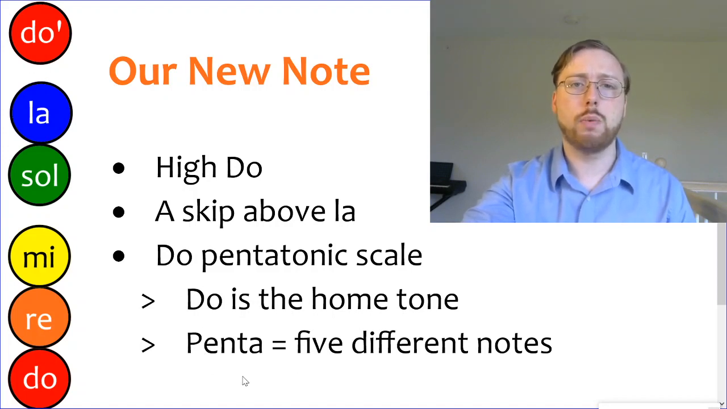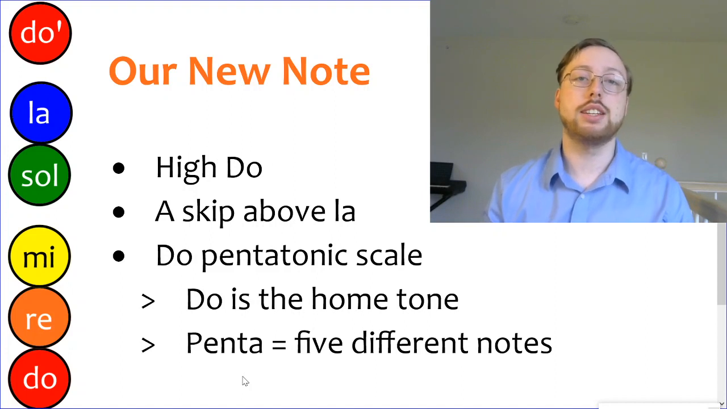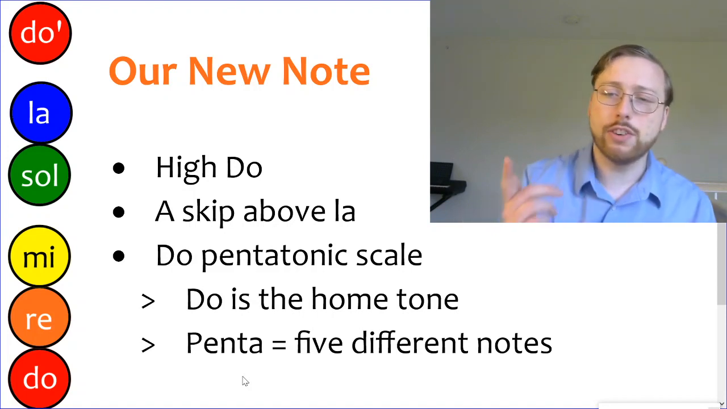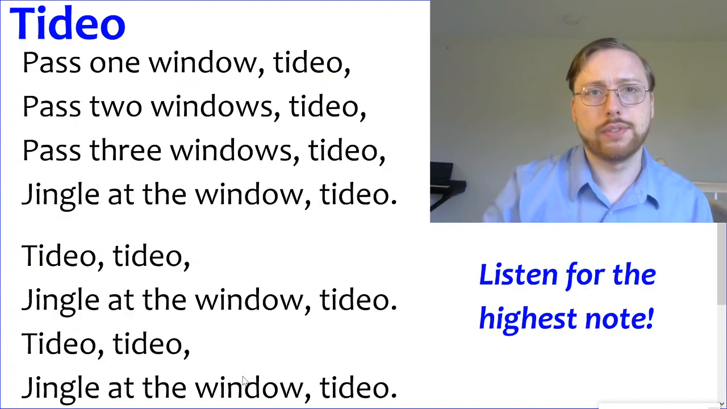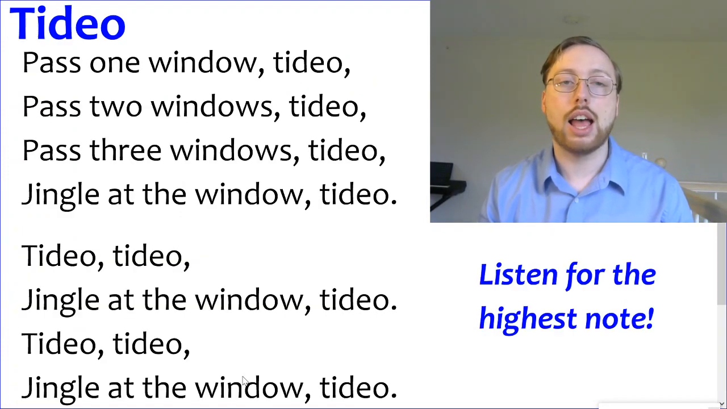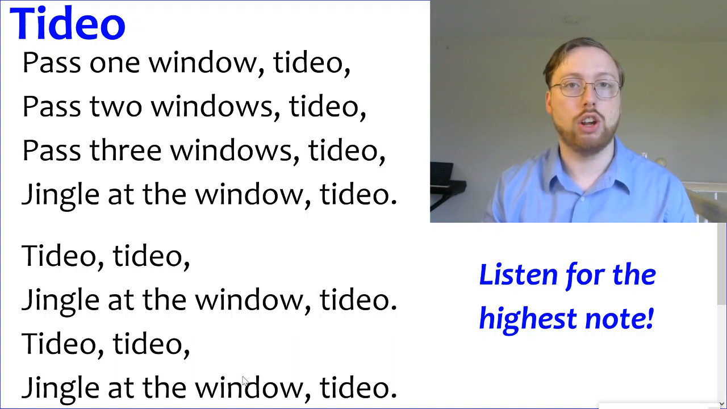So, we have five different notes. Do is our home tone. We're still in do pentatonic. Today we're going to learn a different song that's in do pentatonic. But first, let's go back and look at Tideo. Let's review where those high do's were in our song.